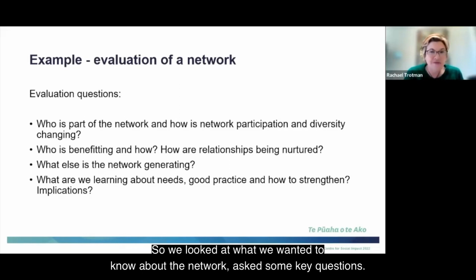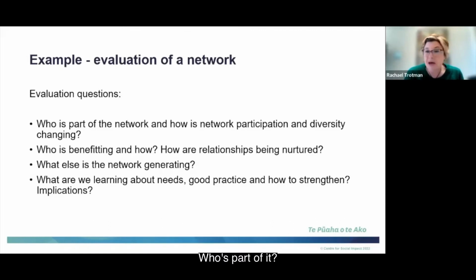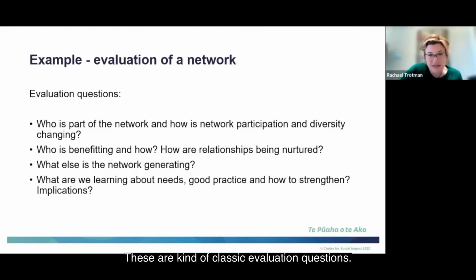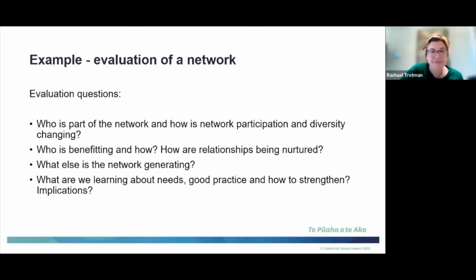So we looked at what we wanted to know about the network, asked some key questions. Who's part of it? How's it changing and growing? Who's benefiting? What's happening with relationships? What's coming out of it? And what are we learning? And what does that mean going forward? These are kind of classic evaluation questions.